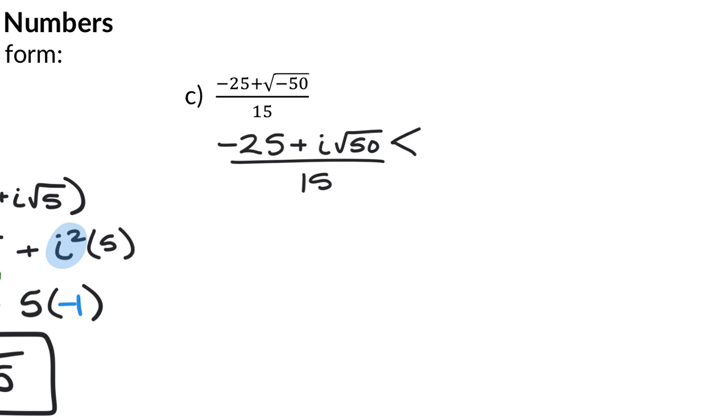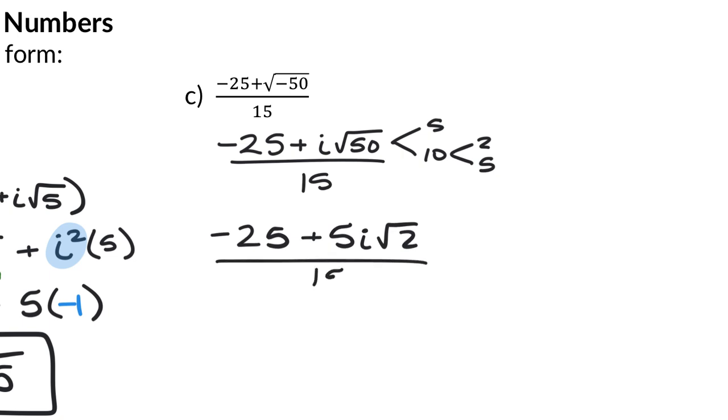What are some ways to break 50 down? 5 times 10, and then 10 becomes 2 and 5. Is there a pair? The pairs of 5s with a what left over? 2. Okay, so then I have negative 25 plus 5 that just popped out, i square root of 2, all over 15.